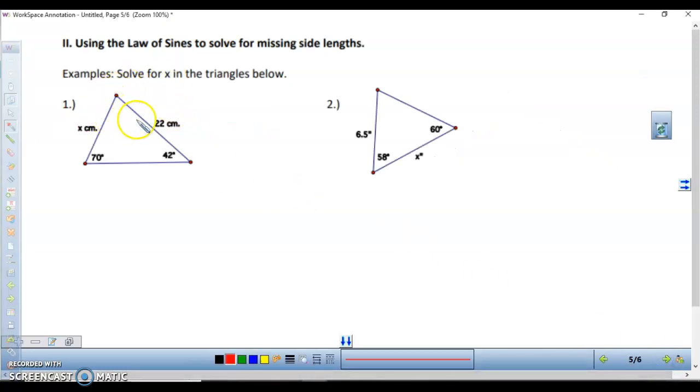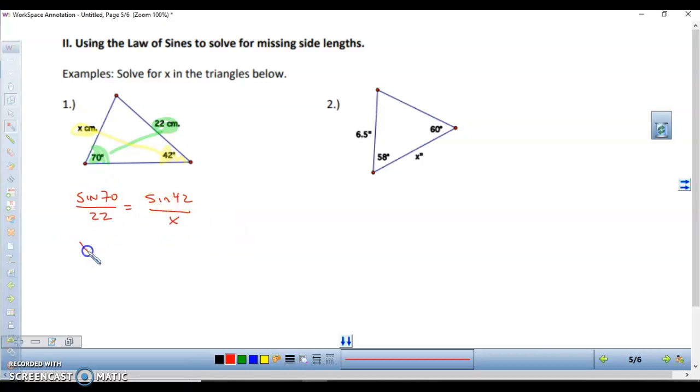The first way we'll use this is to find a missing side length. Now to use the law of sines, what's really important is to make sure you have the established relationship necessary. So what I mean by that is I know this angle and I know the side length opposite it. I know this angle and I want to find the side length opposite it. So I can apply my law of sines to do that. I would say the sine of 70 divided by 22 has to equal the sine of 42 divided by x. And now I can just solve for x by using cross multiplication.